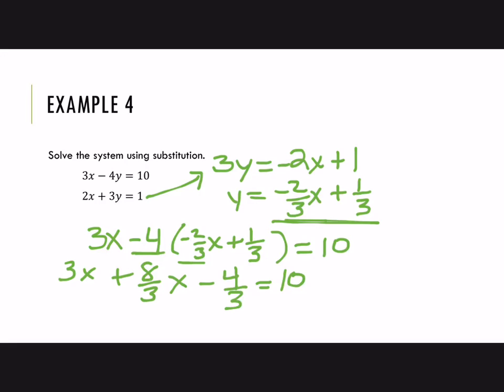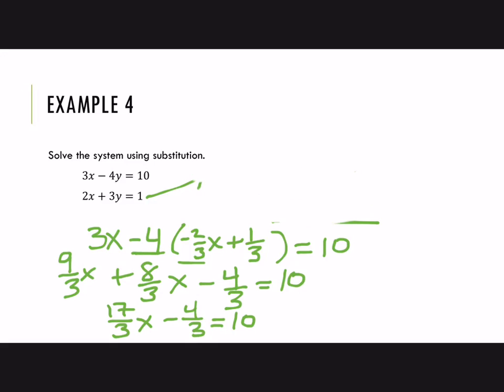Right. I can combine like terms. Let's see. I'm going to combine 3x with 8/3 x, so I need a common denominator. 3 is 9/3. Alright, so 9/3 and 8/3, that's 17/3 x minus 4/3 equals 10. Okay, so that's what we have so far.